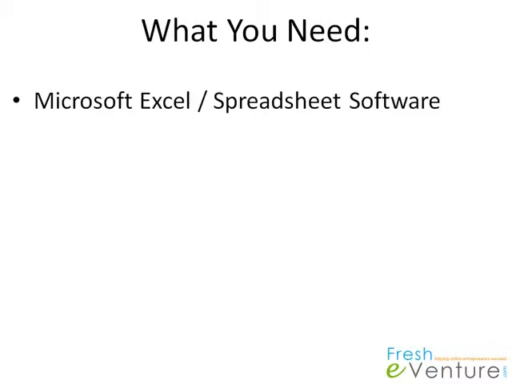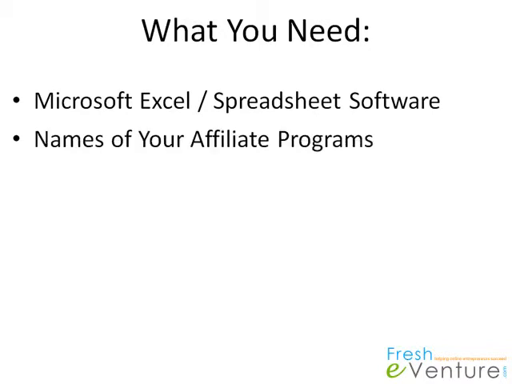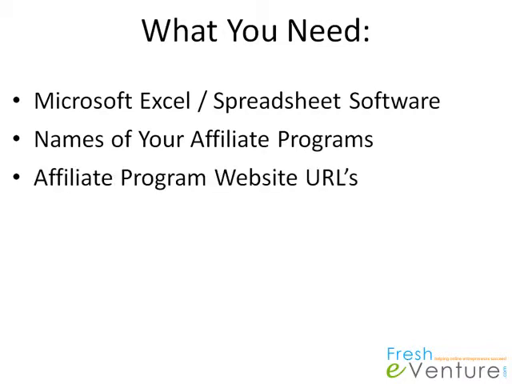First off, you're going to need Microsoft Excel or a spreadsheet software of some kind. Next, you're going to need the names of your affiliate programs. It's very simple, just the names. Then you're going to need the affiliate program website URLs. Now, this is the website address to each individual affiliate program, not the links you send to your blog readers or customers, but rather the links that you use to actually log in to your affiliate programs.